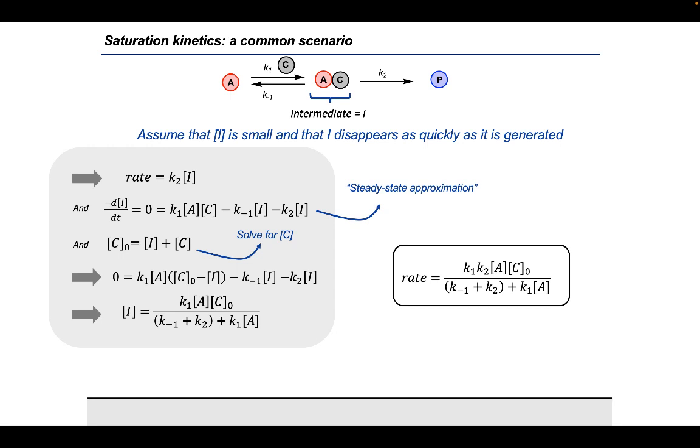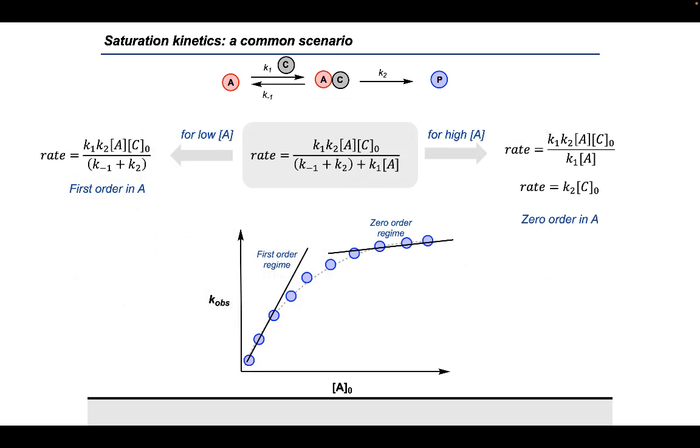Now, one thing to notice about the form of this rate equation is that the concentration of A appears both in the numerator and the denominator. What this tells us is that the order in A is concentration dependent. Now we can consider how this might be the case if we take the limiting scenarios for low concentrations of A and high concentrations of A.